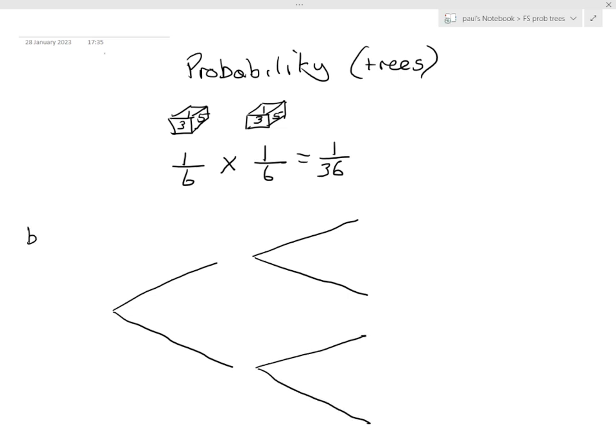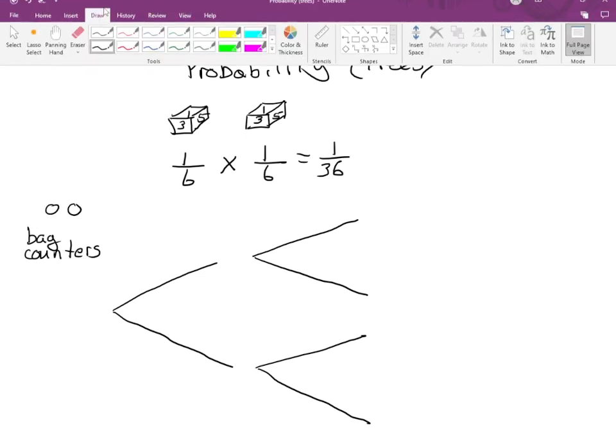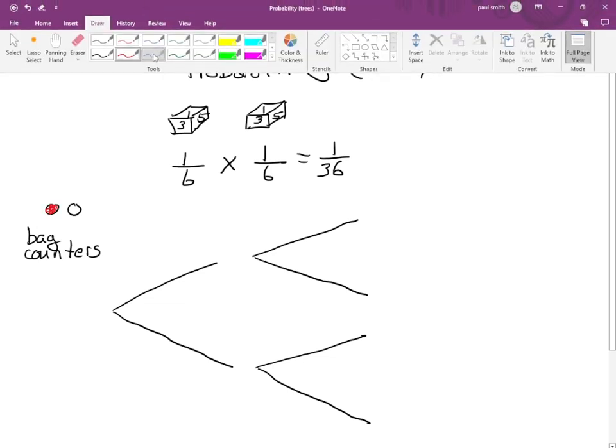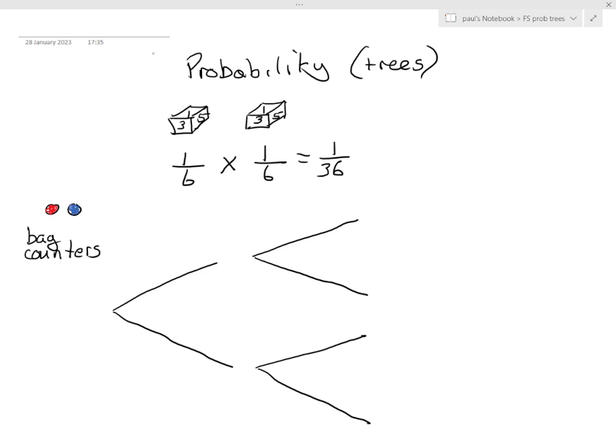So say we have a bag, and in the bag there are some coloured counters. Just small discs, like this. So we can have a red one, and we can have a blue one, and we're going to pick these counters out of the bag, blindfold as it were. We don't know what there is. We can't see. When we pick a coloured counter out of the bag, we're going to keep it. And when we keep it, there will be fewer counters in the bag, so the probability of picking a counter for the second time will change.